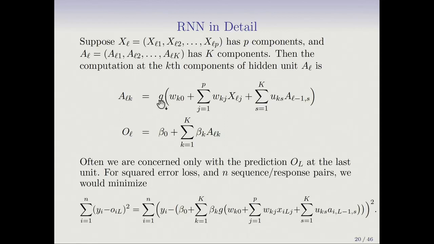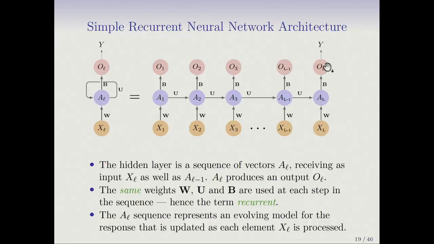And then the output layer, for example, is just a linear model. Or if it's a classification, it'll be a softmax or logistic transform. And as we said, we're often only concerned with the prediction O_L at the end of the sequence, this guy. For example, the sentiment of the document.